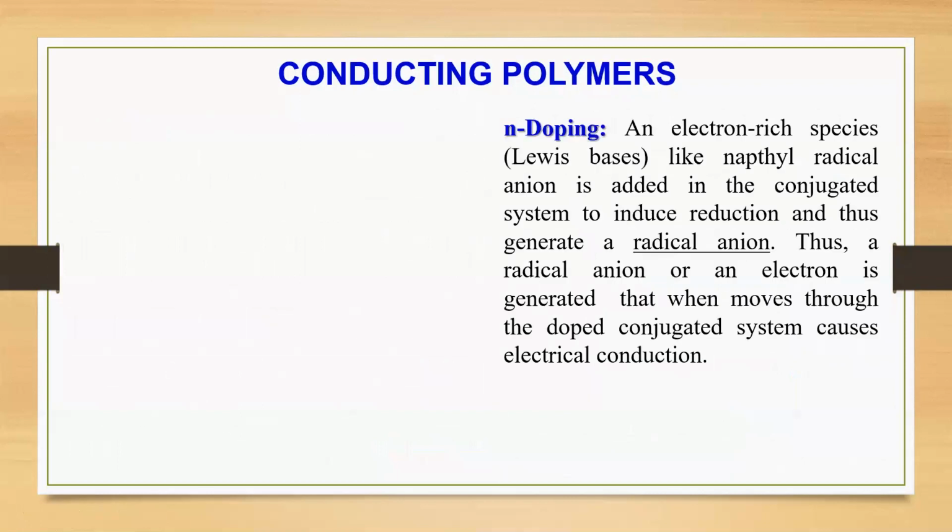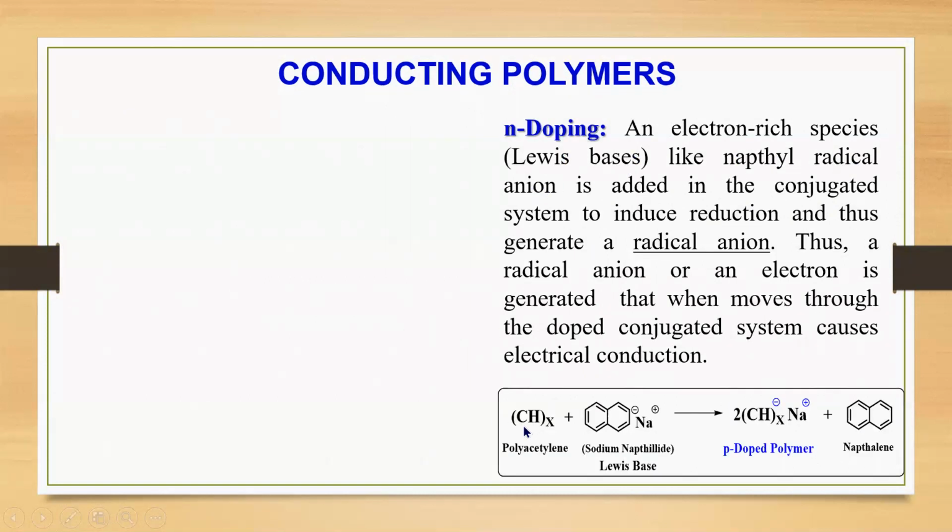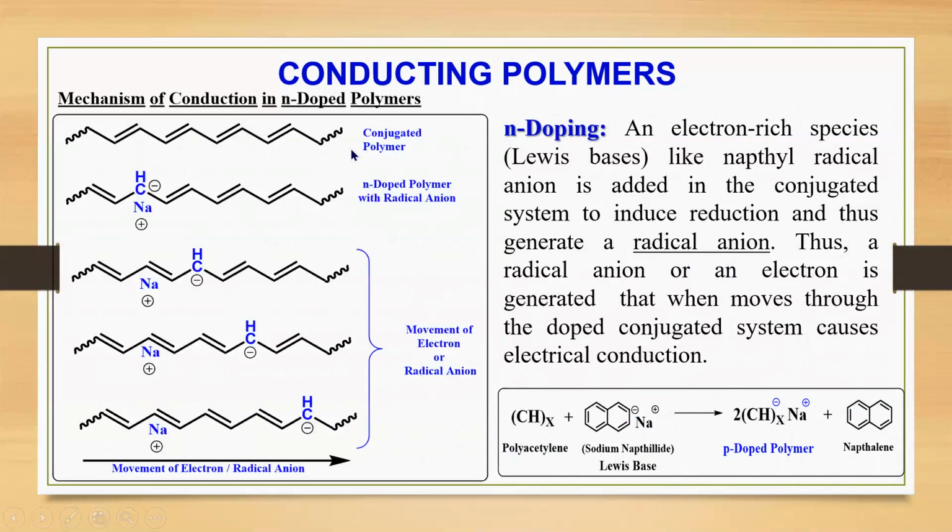Now let us look at n-type polymers. Obviously, in the case of n-doping, what happens is that instead of a Lewis acid, here we are adding a Lewis base. So when we add a Lewis base, say, sodium naphthalenide, here is the equation. So here is a polyacetylene polymer, and we add a Lewis base, sodium naphthalenide, and when you add this, an electron is taken up by the polymer and it becomes negatively charged. Naphthalene in fact becomes neutral, and an electron or a radical anion is generated, something like here.